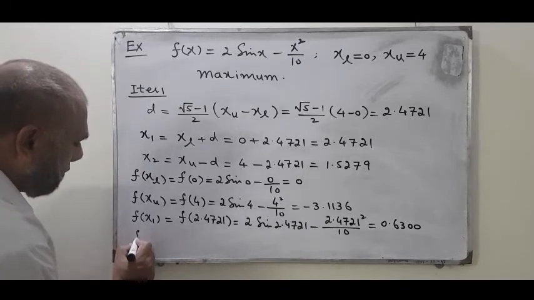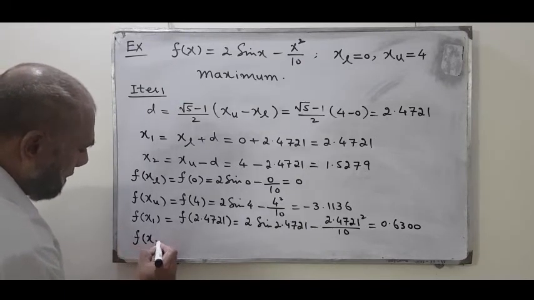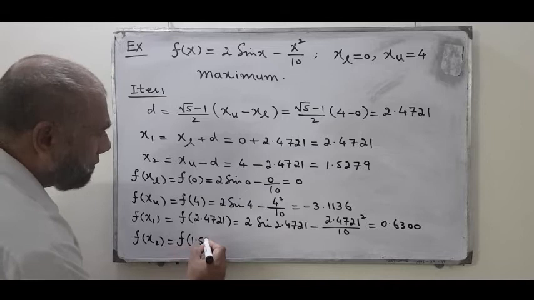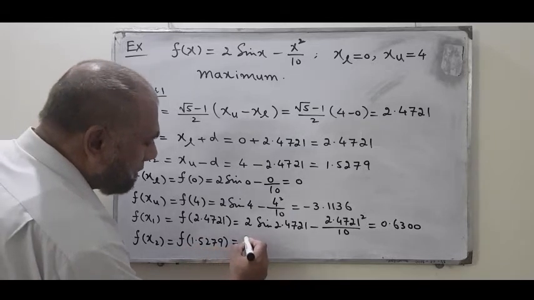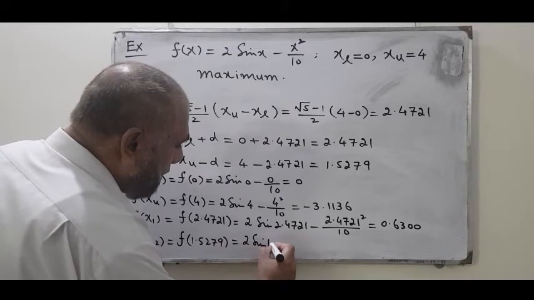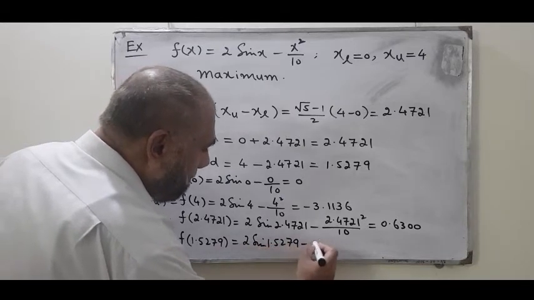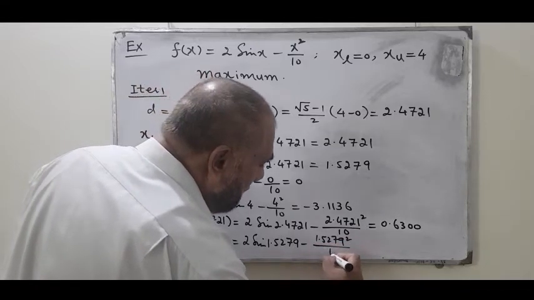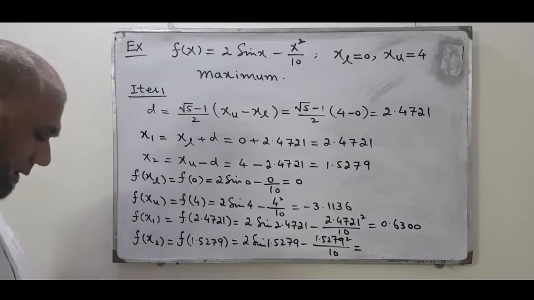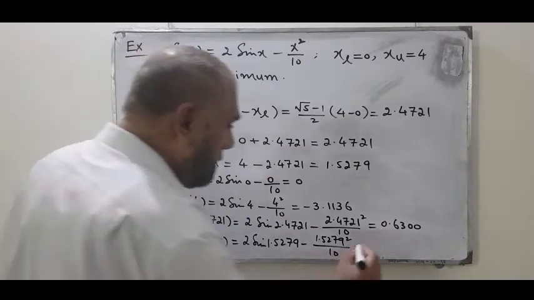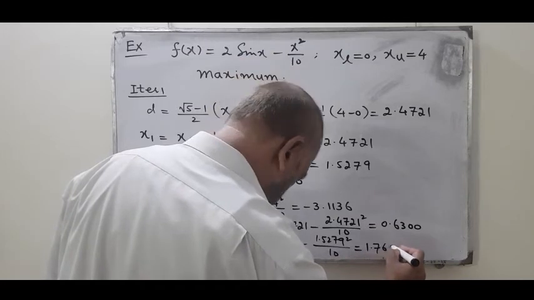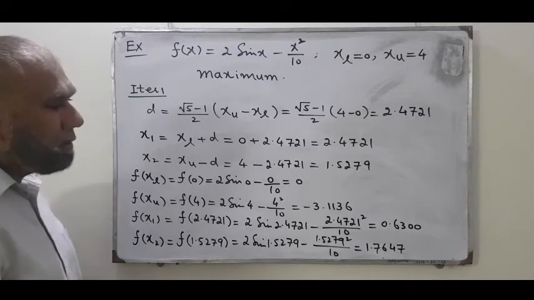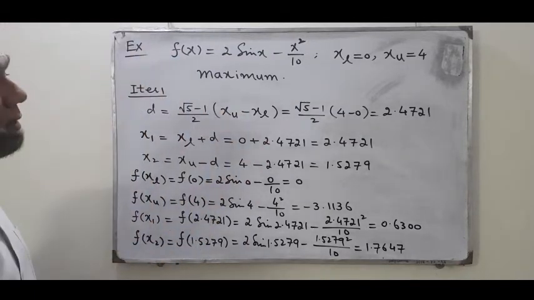And similarly, we calculate the next, f of x2, and x2 is 1.5279. This gives you 2 sine of 1.5279 minus 1.5279 whole square divided by 10. And whenever you simplify it, the result gives you 1.7647. So here we obtain all the function values along with the inner points as well.